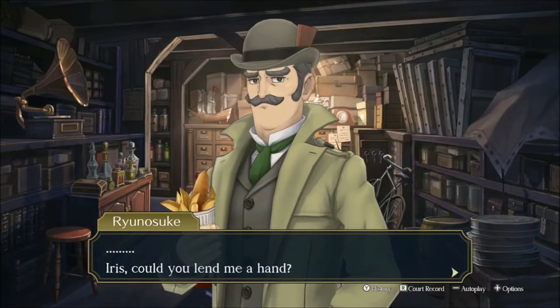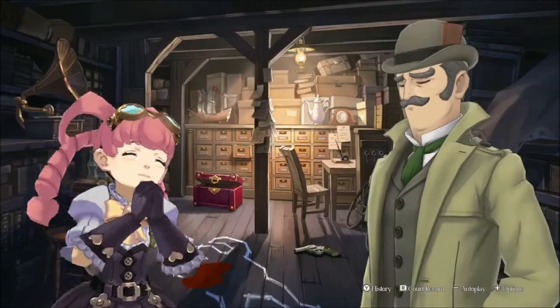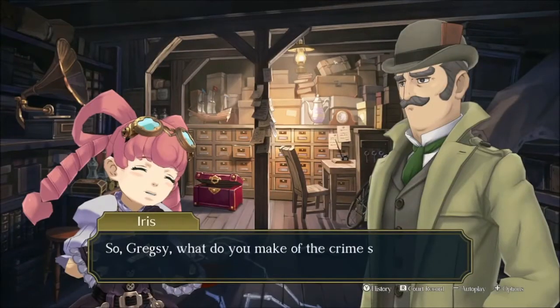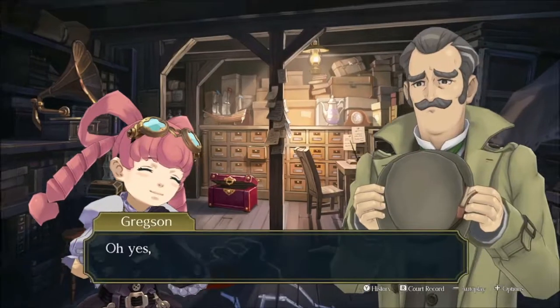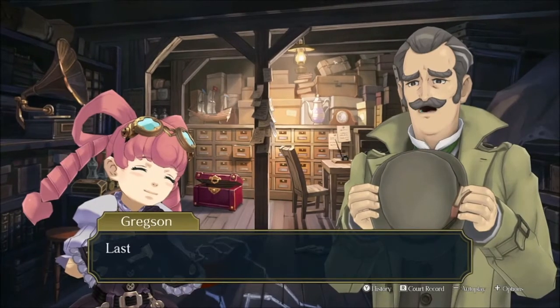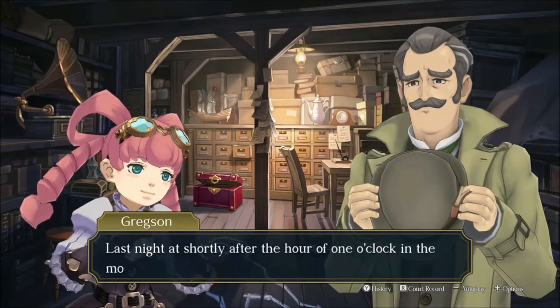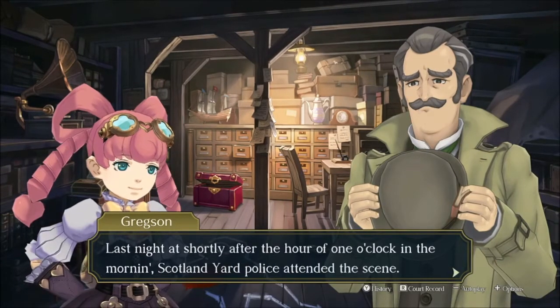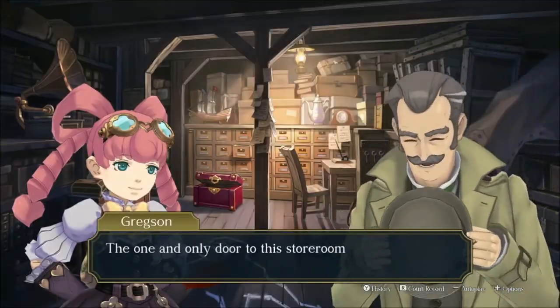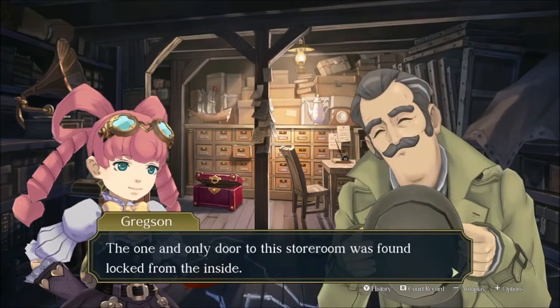Psst, Iris, help me out here. So, Gregsy, what do you make of the crime scene? Oh yes, your ladyship, do allow me to humbly explain. Last night, shortly after 1 o'clock in the morning, Scotland Yard police went here. The only door was locked from the inside.